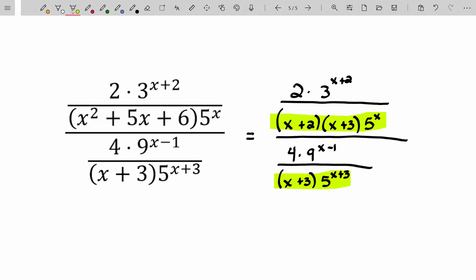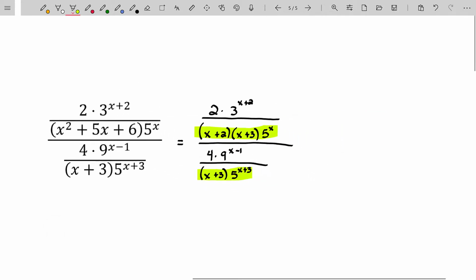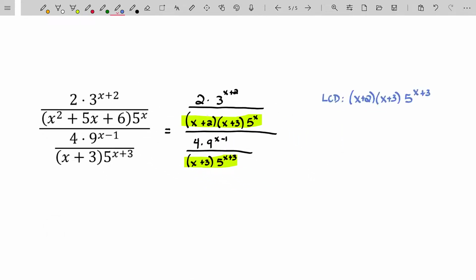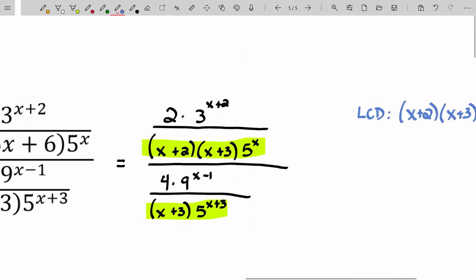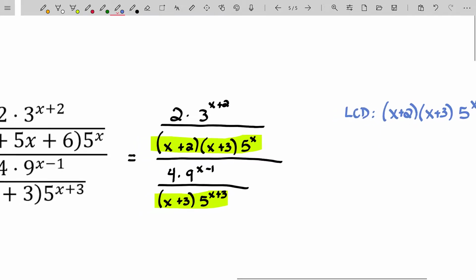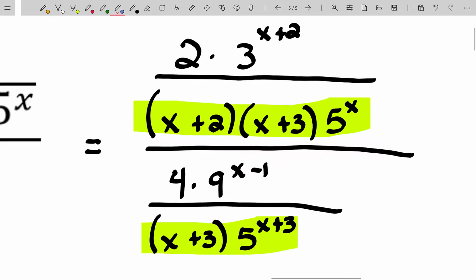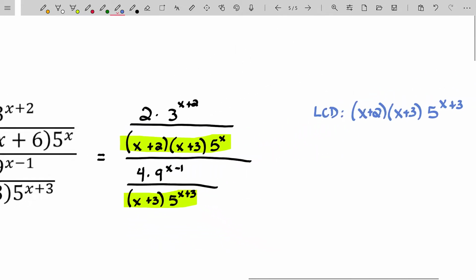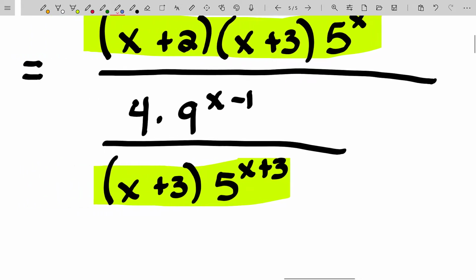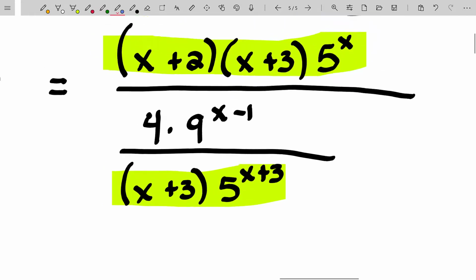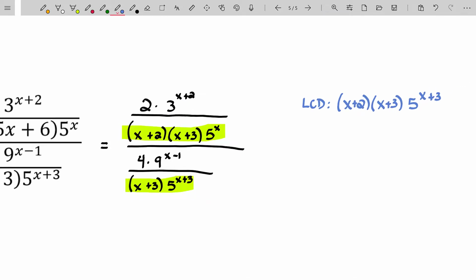Remember, you're taking the highest powered version of each factor. So in blue off to the side, I'll just write down the LCD. Notice that my LCD has an x plus 2 because that top fraction has an x plus 2 in its denominator. It has an x plus 3 because both of those minor fractions have an x plus 3 in their denominators. And then finally, it has a 5 raised to the x plus 3. That's because this denominator has a 5 raised to the x, but the second denominator, the one in the actual denominator there, has a higher power of that 5 to the x. It's 5 to the x plus some more. So remember, when you find the LCD, you're always taking the highest powered version.